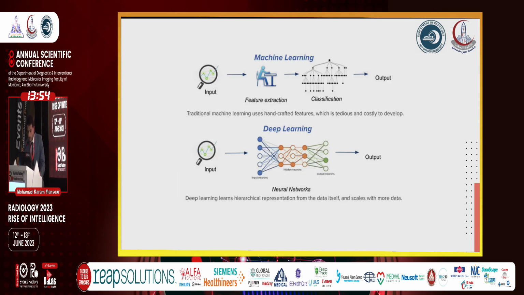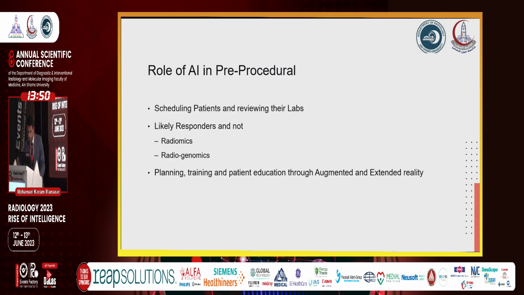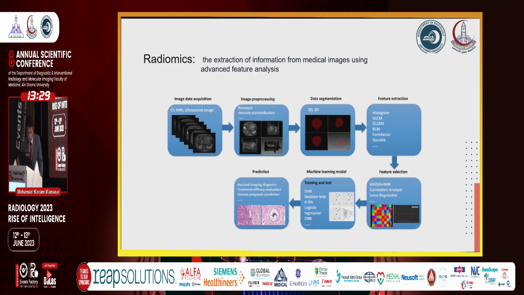The role of artificial intelligence in interventional radiology depends mainly on pre-procedure, post-procedure, and intra-procedure. The pre-procedure mainly can schedule patients, their labs, and patient appointments. Also, it can predict responders or non-responders. This depends mainly on radiomics and radiogenomics, and we'll talk about this in the next slide. It also includes planning, training, and patient education.